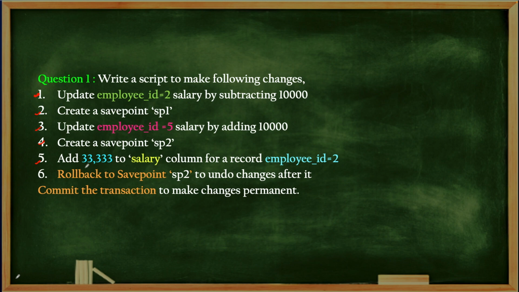Next statement, you will add 33,333 to salary for a record whose employee ID is 2. After that, you will roll back to save point SP2, and at the end, you will commit the transaction to make the changes permanent. Let's try to solve using SQL.